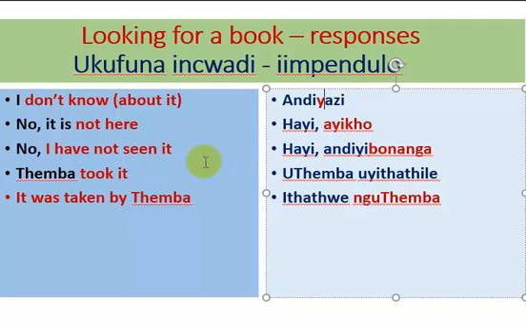I have not seen it. There's the reference to the object. Andi yi bonanga, have seen. Temba took it or has taken it. Utemba, uyi tatile. So tata is to take, tatile to have taken. It was taken by Temba. Itatwe ngutemba. Itatwe, more about this later, ngutemba, by Temba.